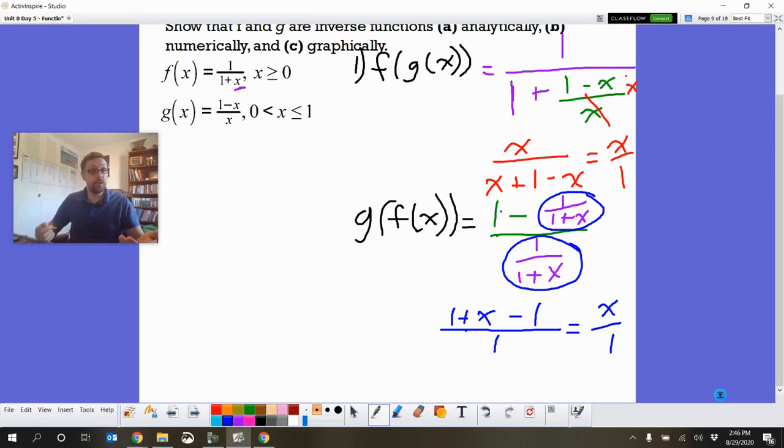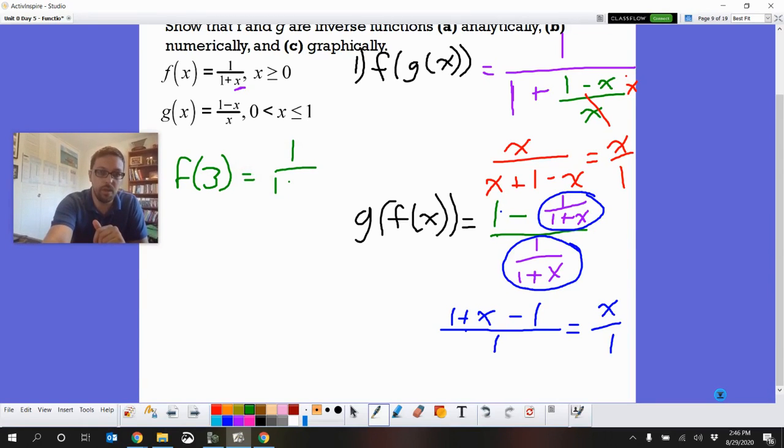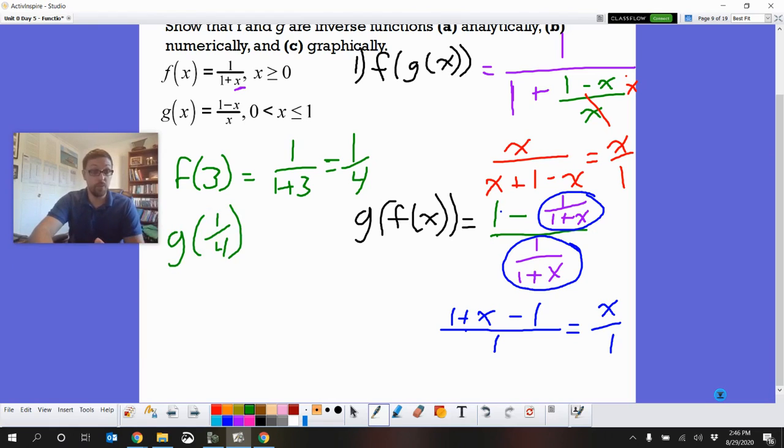If we wanted to show it numerically, we would pick a number. Let's do 3. That's what I'm going to use. So I want to figure out what f of 3 is. So that's 1 over 1 plus 3, which is a quarter. Okay, great. Now, if it's an inverse, I should be able to do g of a quarter, and this should equal 3.